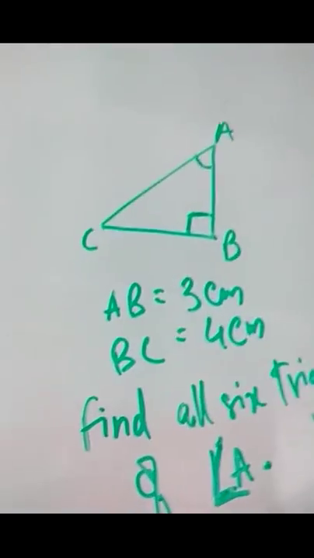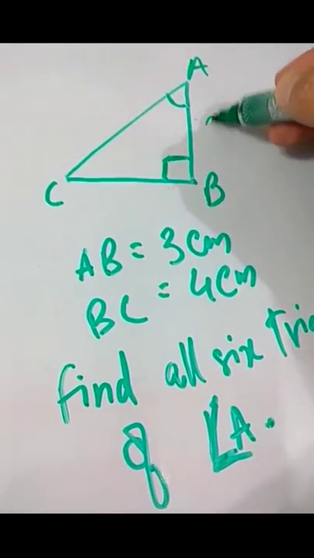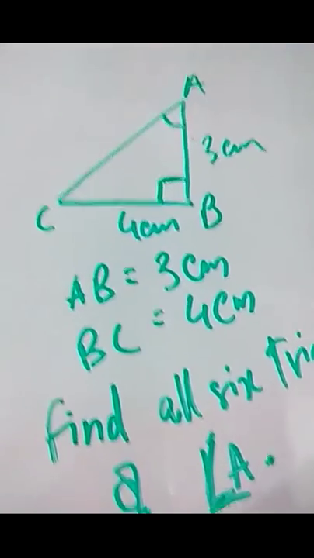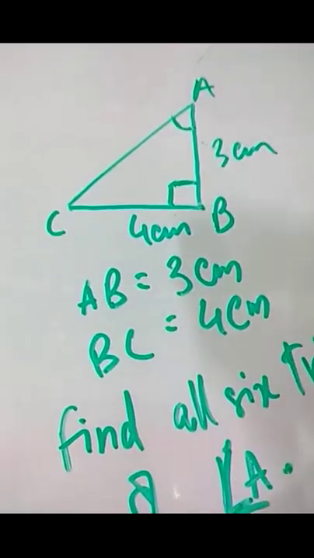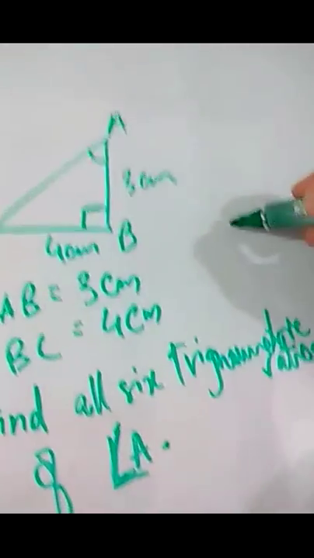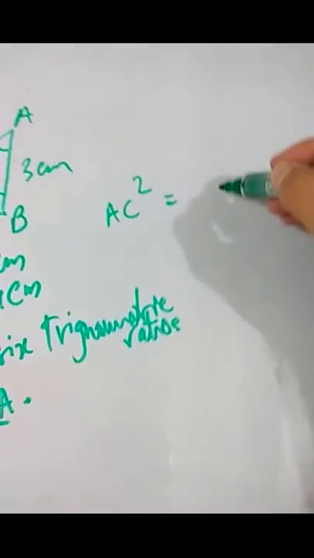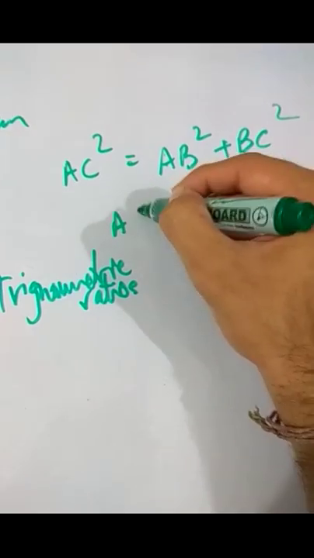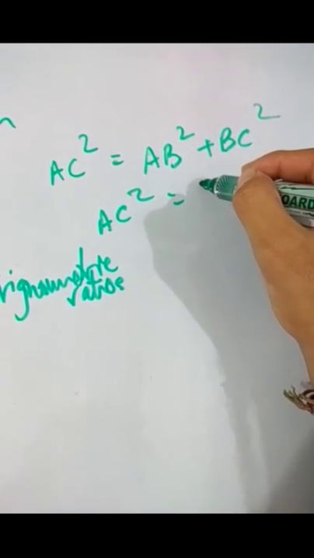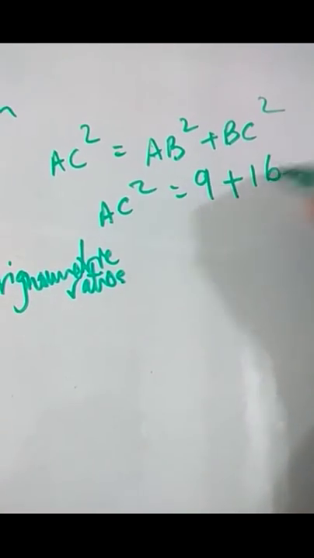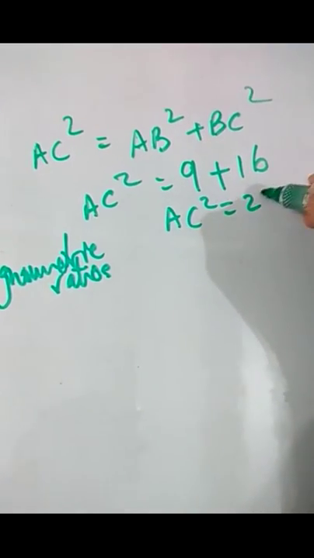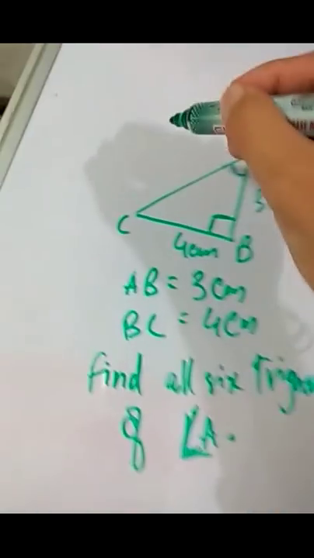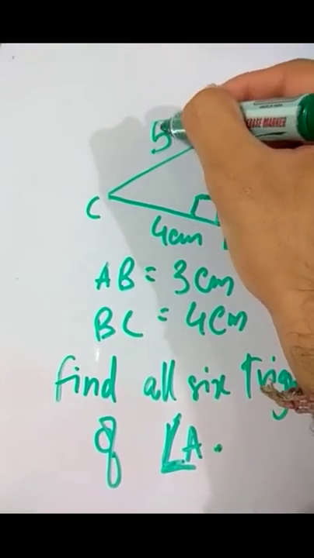This is the question. It's a very simple question. We see 3 centimeter and 4 centimeter. It's obvious through the Pythagoras theorem that AC square equals to AB square plus BC square. AC square equals to 9 plus 16. AC square equals to 25. AC equals to 5. We get AC equals to 5.